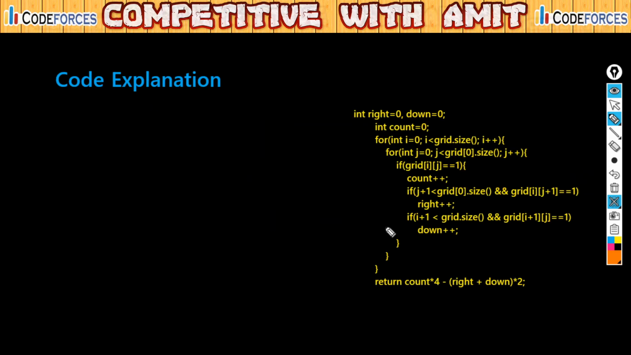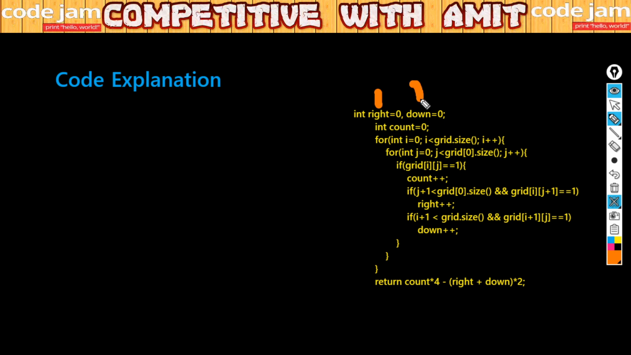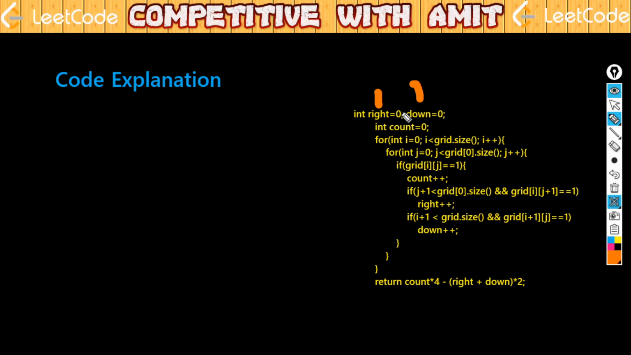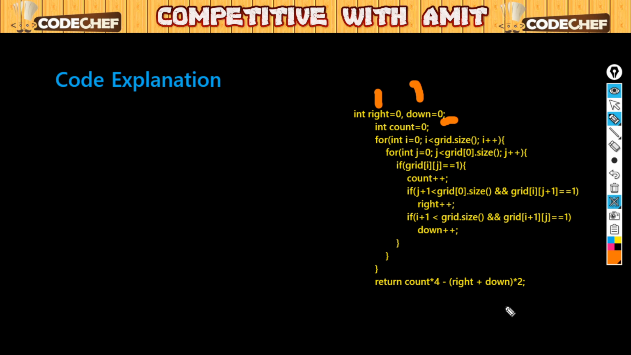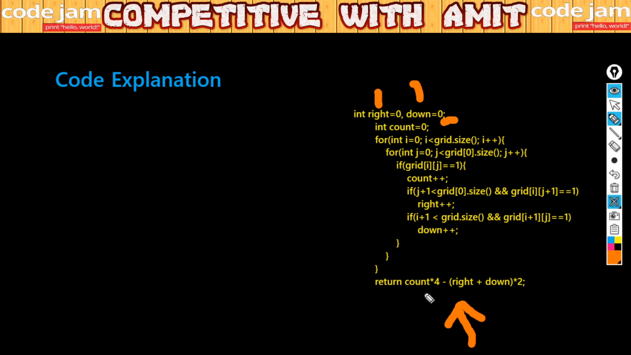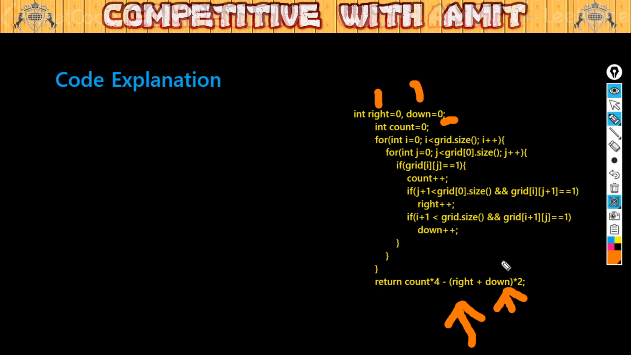So this is the code for this solution. So first of all I have initialized the right and down because I'm counting the right and down separately. It doesn't matter if you count together also. Now what we are doing, next thing, we are initializing the count, then we are iterating over all the grid, and at the end we have used that formula only, which will be count the number of ones multiplied by 4 minus right plus down multiplied by 2. So this will be our standard formula which we will use.